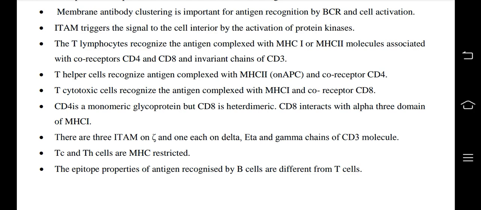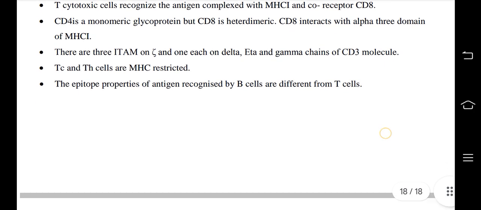CD4 interacts with the beta-2 domain of MHC2. There are 3 ITAMs on zeta and 1 on delta, epsilon and gamma chains of the CD3 molecule. TC and TH cells are MHC restricted. The epitope properties of antigen recognized by B cells are different from T cells.